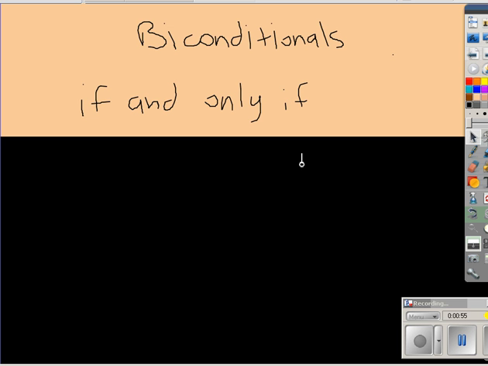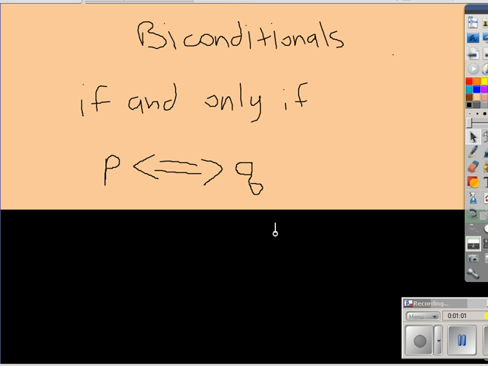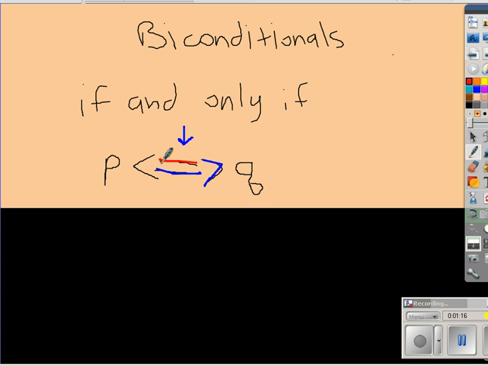Now, because mathematicians are lazy, we use a shortcut for this. Instead of saying if and only if, we'll put these two arrows. P, if and only if, Q. So this symbol right here is really the same as two arrows, one arrow going in this direction and one arrow going in the converse direction. So our if and only if goes in two directions, forwards and backwards.